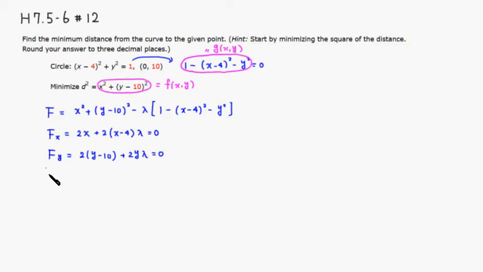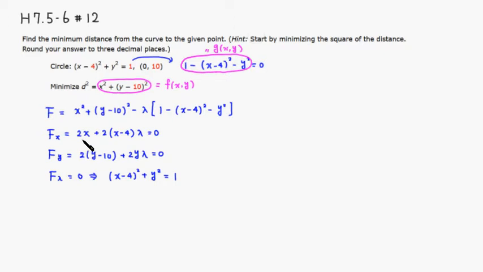Then the last one, the partial with respect to lambda equal to 0. This always gives you the constraint, so I'm just going to use that equation. So you have quantity x minus 4 quantity squared plus y squared is equal to 1. All right, so let's solve this.